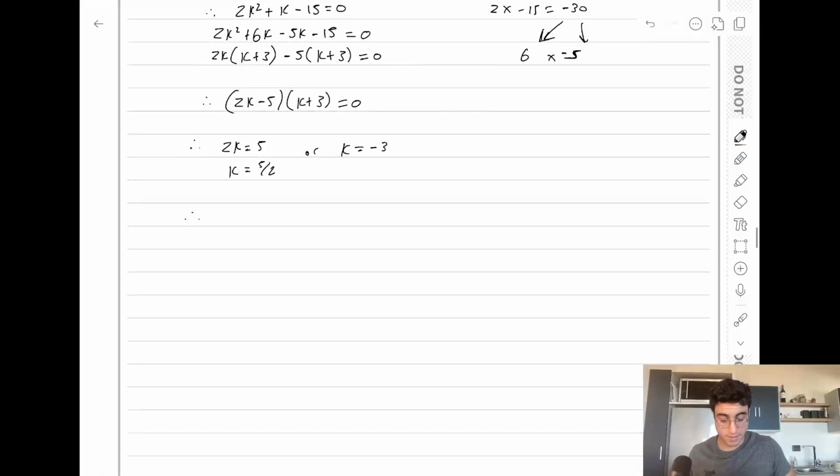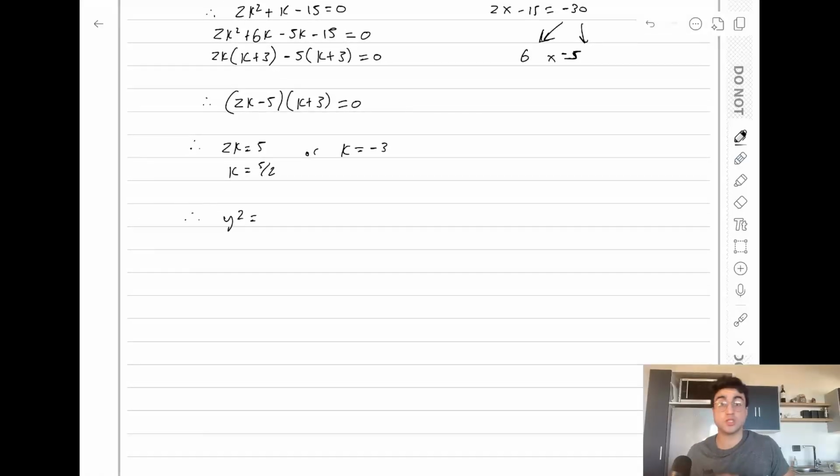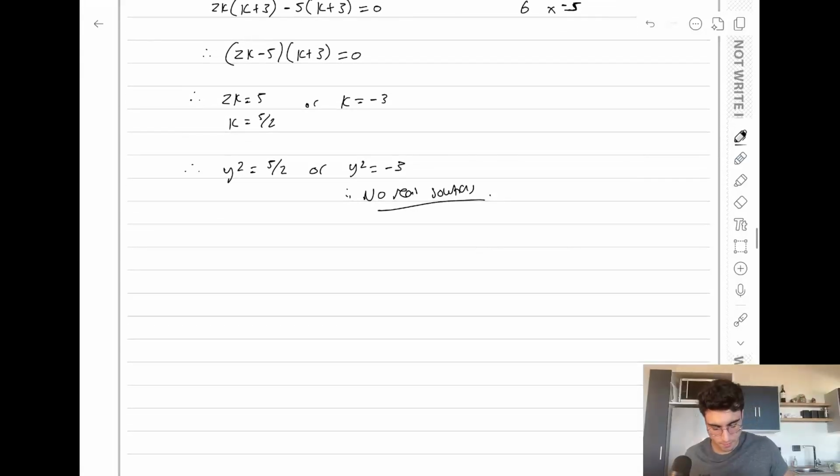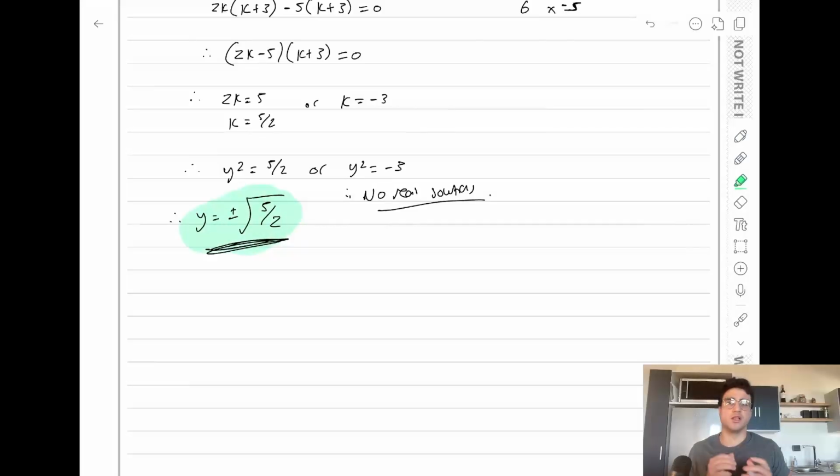But now we're going to sub back in, so therefore y squared is going to equal 5 over 2, or y squared is equal to minus 3. I'm going to say no real solutions here, because that's a negative. I'm going to say y is going to equal plus minus root 5 over 2 as our final answer here, guys.